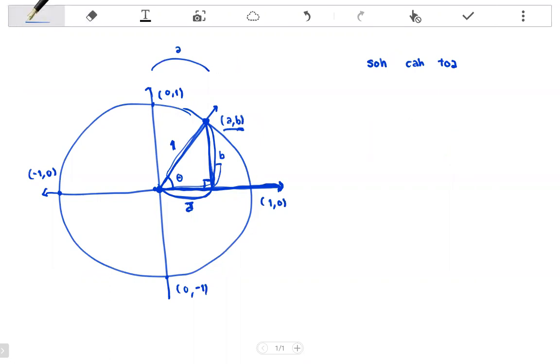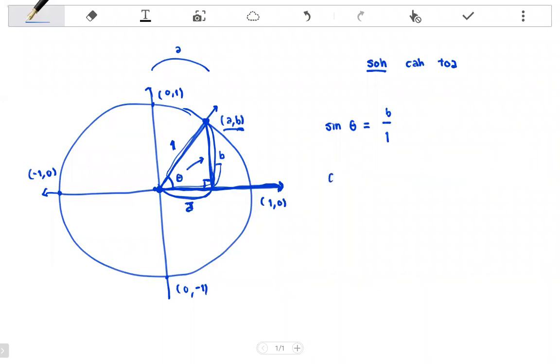Knowing that, and this is angle theta, if I said find sine of theta, well, sine of theta is opposite over hypotenuse. So theta is this angle, and the opposite is going to be B. B over hypotenuse is just going to be 1, right?